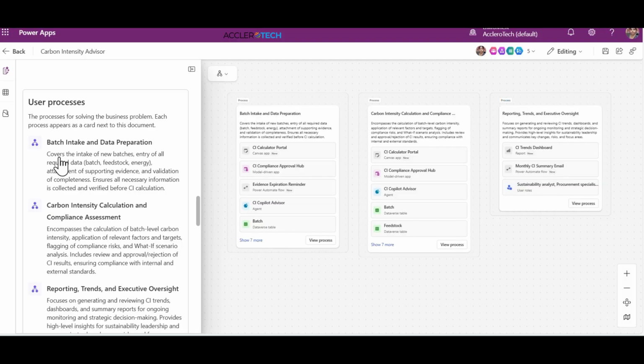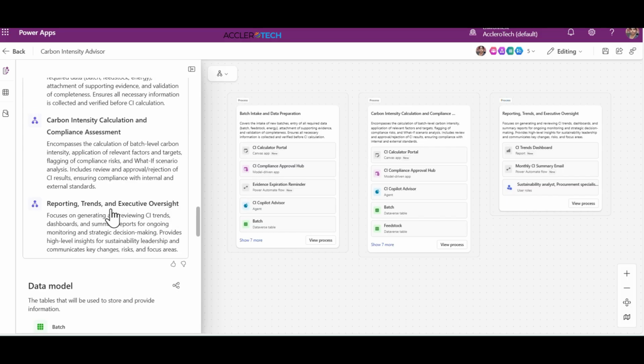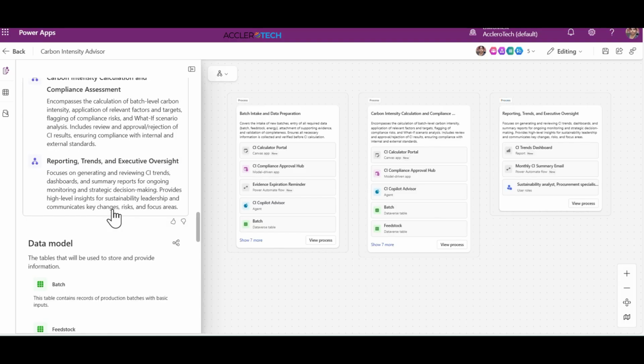Next come the user processes, which are defined for solving the business problems. First one is the batch intake preparation, which covers the intake of new batches, entry of all required data, and so on. And then the carbon intensity calculation and compliance assessment process, which encompasses the calculation of batch-level carbon intensity, application of relevant factors and targets, and flagging of compliance risk. Then there is the reporting, trends and executive oversight, which focuses on generating CI trends, dashboards and summary reports for ongoing monitoring and decision making. Basically, for the higher-level executives to have an overview.